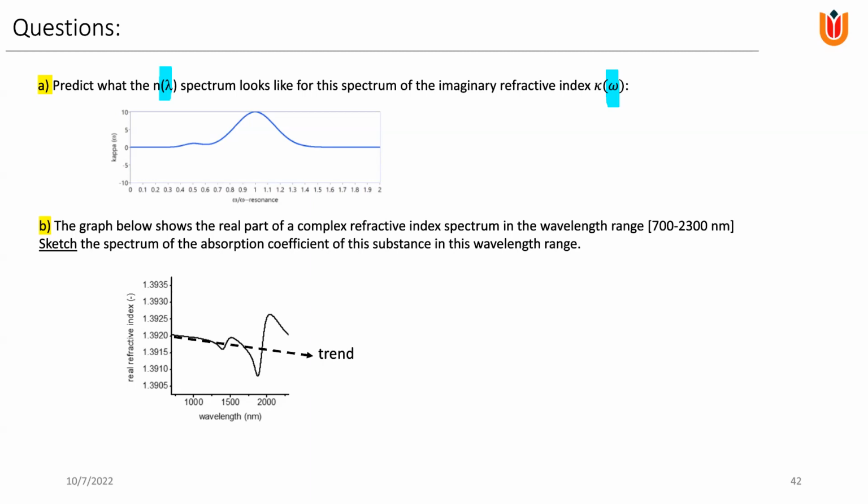So let's say the real part looks like this, and we want to guess how the corresponding absorption spectrum looks. Here we have two oscillations, and we have a trend that goes downward in the long run. So how many absorption peaks do we expect? We have one oscillation here and one oscillation there, so this would lead to two absorption peaks. Which one is higher? The second one, because this is stronger.